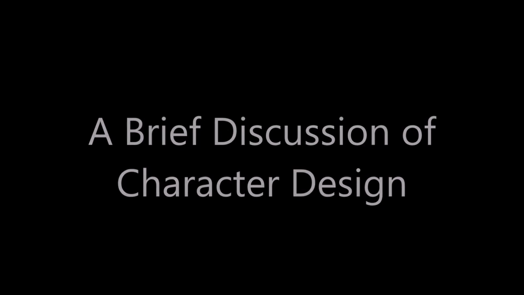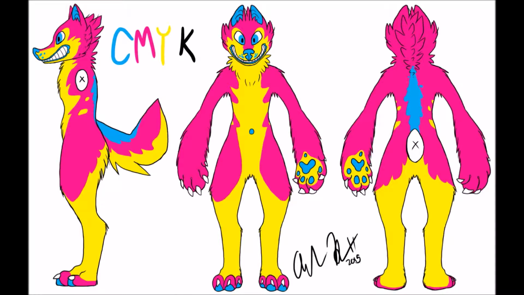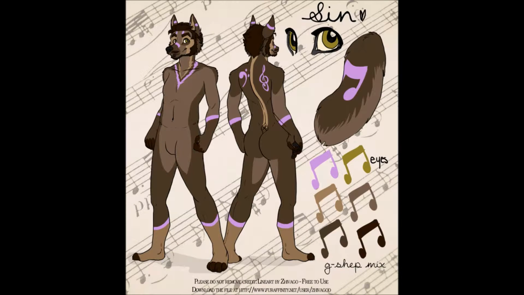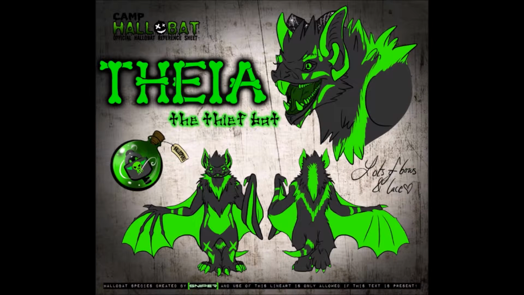The following examples are what we call reference sheets, which are images with various angles of a character to illustrate the colors, patterns, markings, etc. of a specific character. These are used to help an artist remain consistent when illustrating a character for future use, or, in my case, they're used to illustrate how I will create or design a costume or mask.